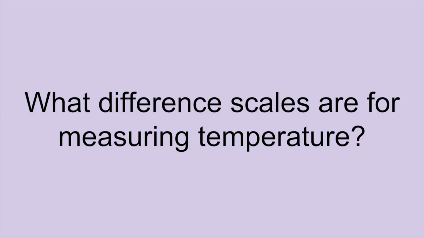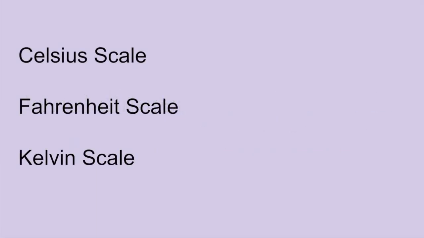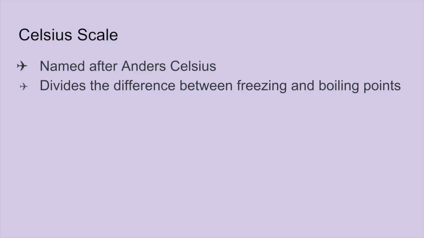What different scales are there for measuring temperature? The Celsius scale, Fahrenheit scale, and the Kelvin scale. The Celsius scale, named after Anders Celsius, and also known as the centigrade scale, divides the difference between the freezing and boiling points of water into exactly 100-degree segments.